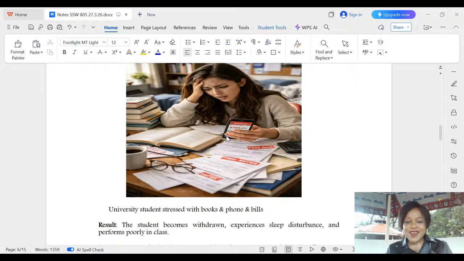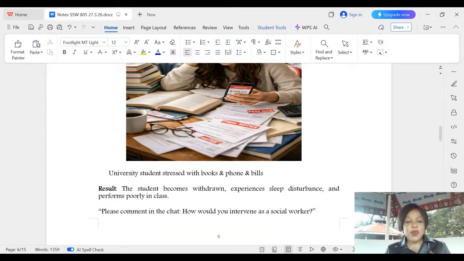Okay, so let's carry on from where we left off. We're still on mental health and illness, the introductory bits. So right here we have a picture of a student who's having various challenges. She's stressed with her studies. Her phone is stressing her. She also has bills. And as a result, this student has become withdrawn. She experiences sleep disturbance and she performs poorly in class.